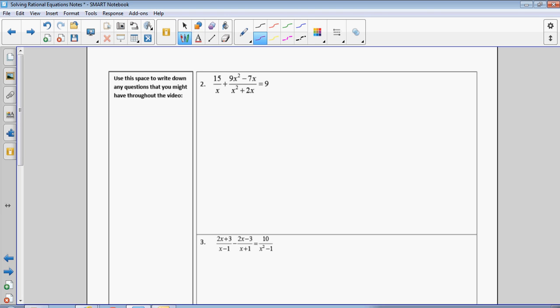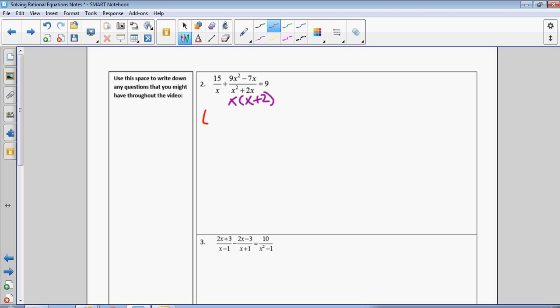Okay, so we're still doing Unit 6, Day 4 notes, and now we're on to page 2. If you look at example 2, you'll see that we can actually factor the denominator of our second fraction. So we take out the greatest common factor, which is x, and we have x times x plus 2. And you'll notice that our first fraction also has an x. So the first fraction is only going to need an x plus 2.